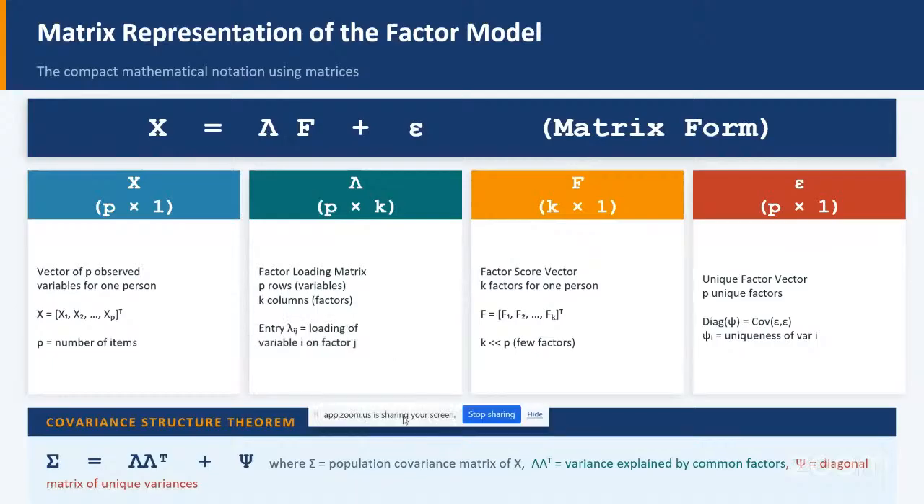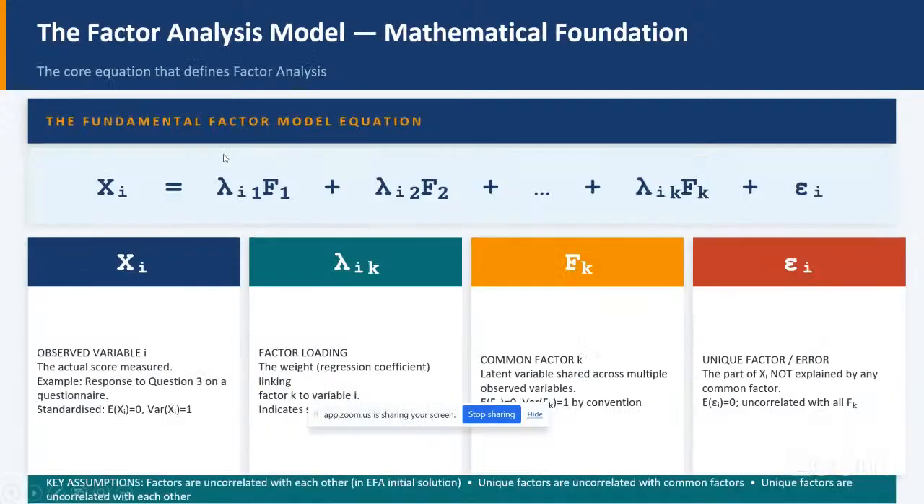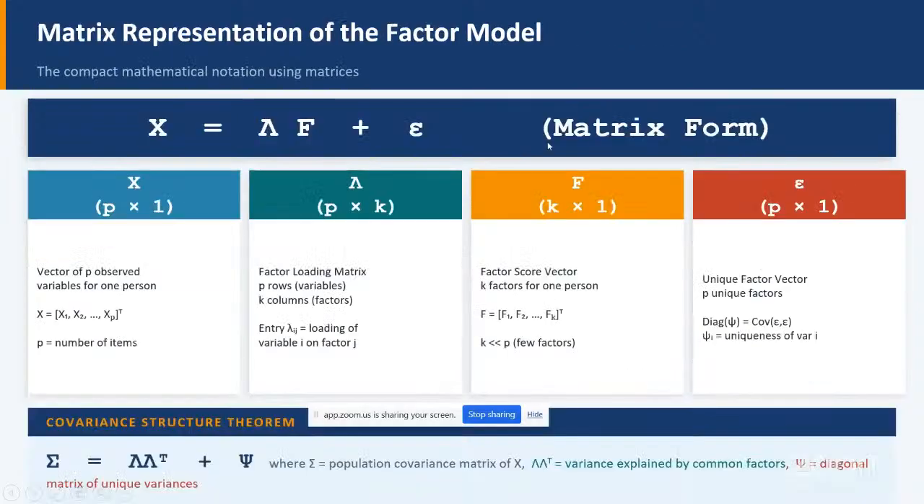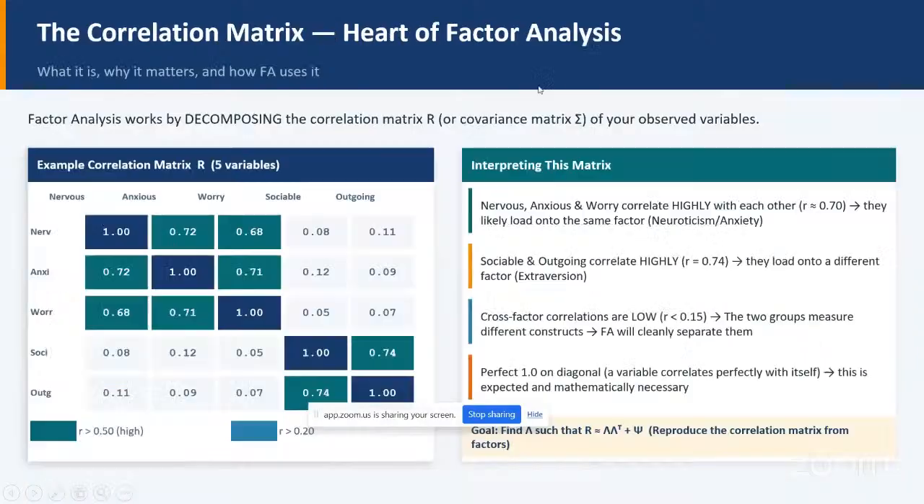So this is only the matrix form that I have explained in the previous slide, in summation form. In this slide it is only the matrix form, nothing else, so I am not re-explaining this. Now this is the main point of our analysis, that is the correlation matrix. Factor analysis works by decomposing the correlation matrix, that is R.